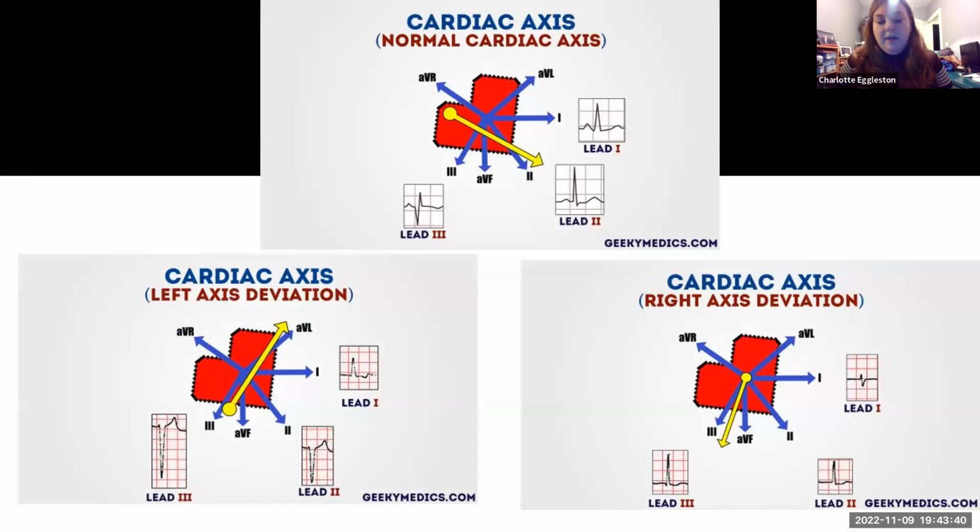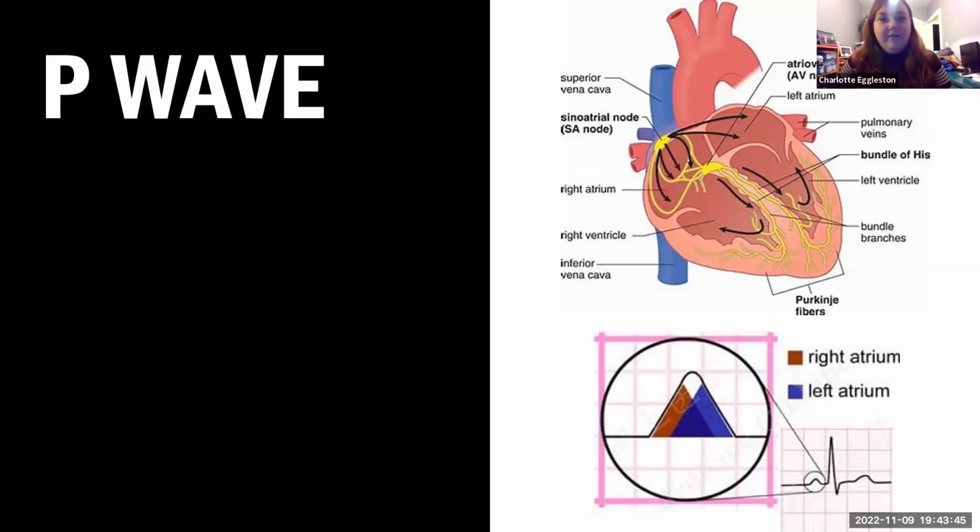And that's just a summary diagram of each one. I try and put in a lot of diagrams for revision, but it often makes the PowerPoints quite long, but hopefully helpful for your revision. So we've done name and date, calibration, rate, rhythm, axis. So now we're moving on to the actual waves. So we're going to look at the P wave first.